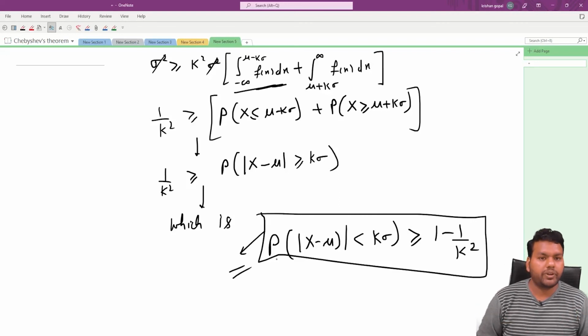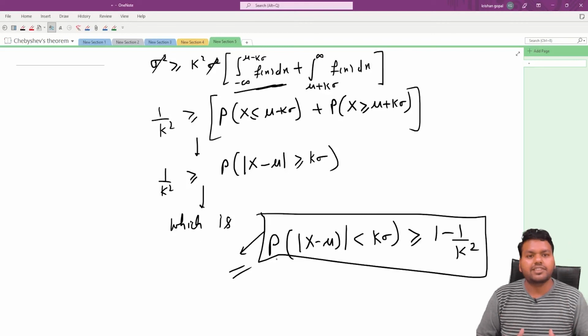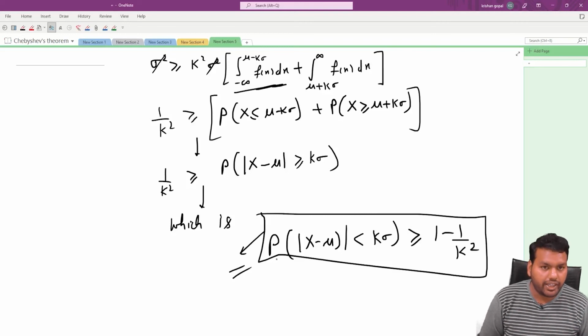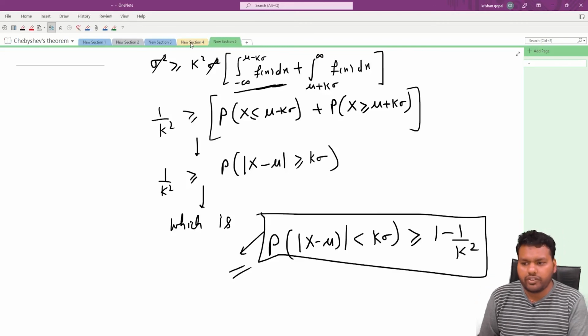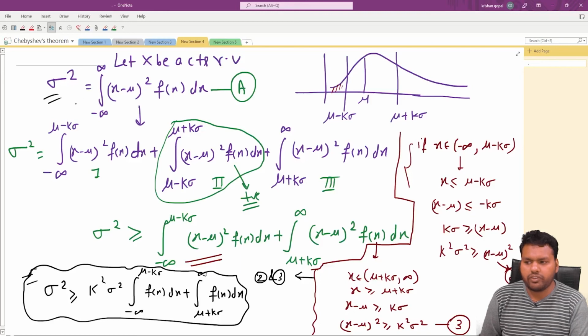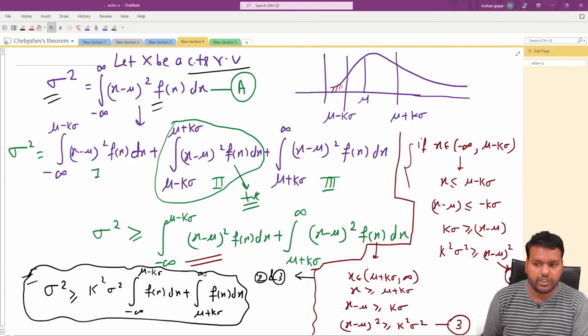If you are appearing for a research-based profile where your calculus and statistics knowledge is much more needed, you can expect this kind of proof. But this proof is very easy. Even if you see what we did, we just wrote sigma square. We should know how sigma square is written in the case of a continuous random variable. But here I want to clarify one thing: we assumed it is a continuous random variable.